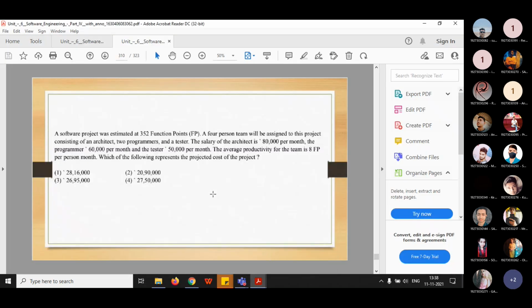Now, in the next line, all the salaries are given. Salary of architect is 80,000 per month, programmer is 60,000 per month, tester is 50,000 per month. Average productivity of the team is given as 8 function points per month. 352 function points is given and average productivity is 8 function points. So which of the following represents the projected cost of the project? Among these 4 options, what will be the project cost? Just calculate, then I will explain.